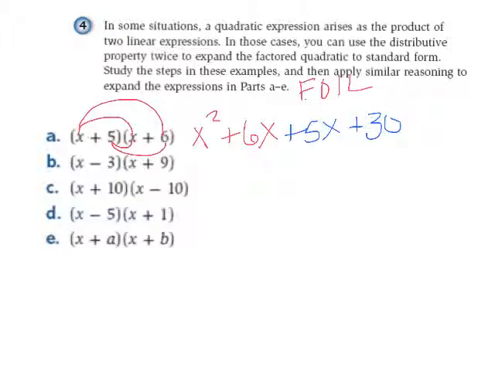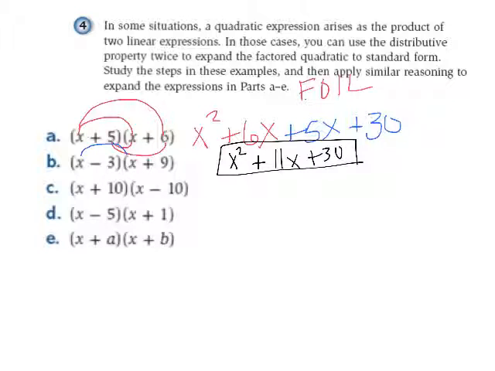If FOIL helps you remember what to do, that's great, but otherwise just think about distributing. Last part, we need to combine the like terms. So we'll end up with x squared plus 11x plus 30 as our final answer. I will show you one more, and then you can begin the homework. I will do part B.